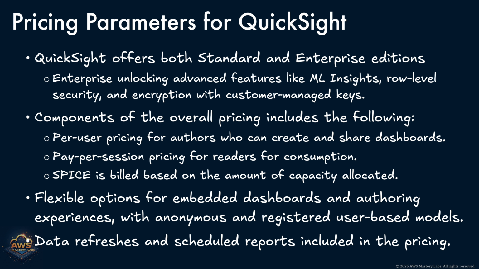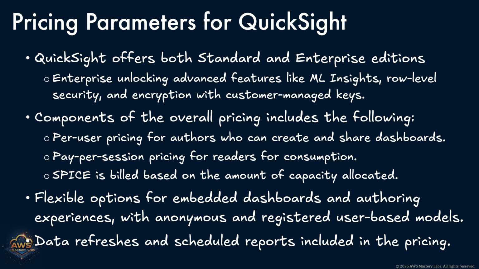QuickSight's performance engine, Spice, is billed separately based on the amount of in-memory storage you consume. In the Enterprise Edition, each author gets 10 gigabytes of Spice capacity included, and additional capacity is available at a low per GB cost. This model ensures you're paying for real performance without wasting resources.